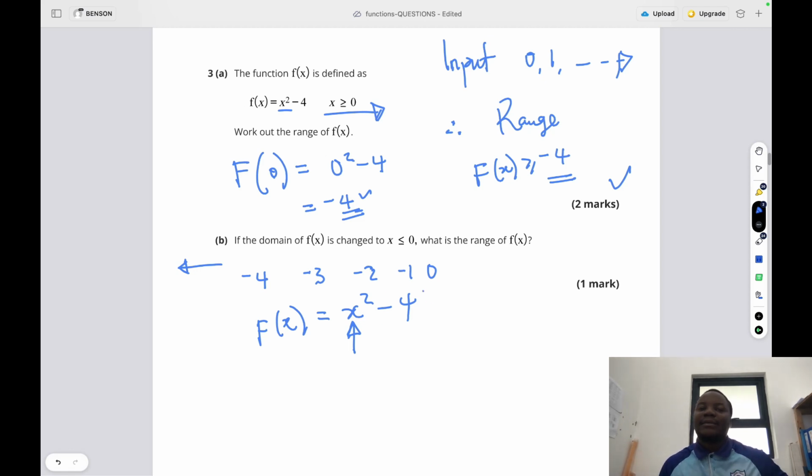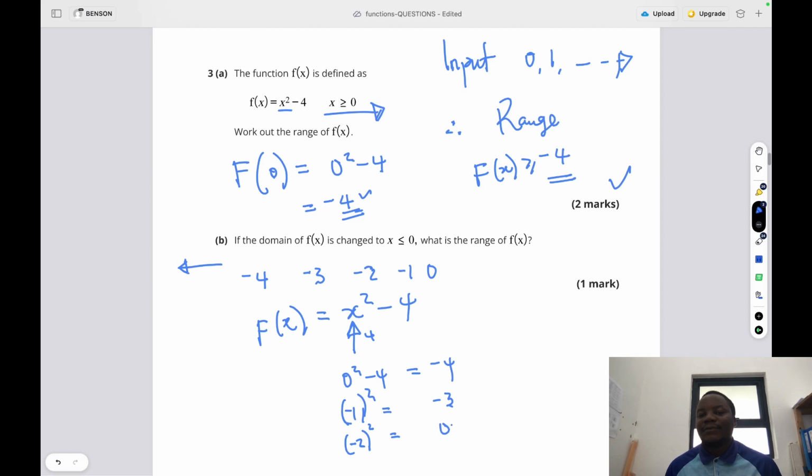So if you think about it very well, we can also just try numbers. So 0 squared minus 4 would give us negative 4. Then you try negative 1 squared, I put it in brackets here. It will give you 1 minus 4, which gives negative 3. If you try, let's say, negative 2 squared, it is going to give you 4, and then 4 minus 4 will give you 0.